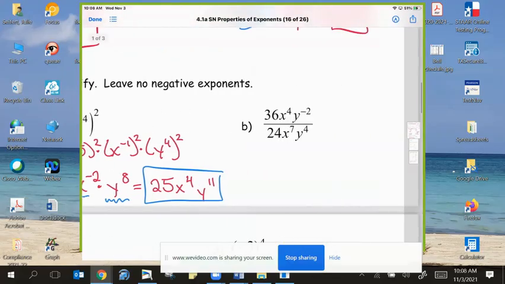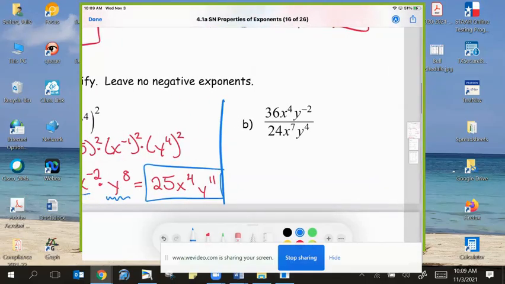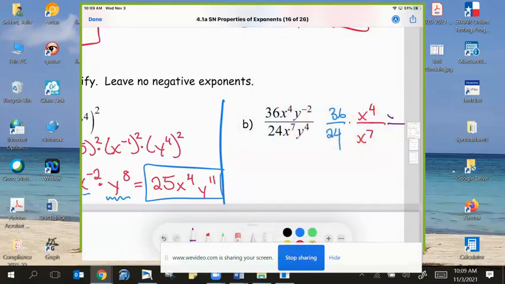So let's look at B. Okay, when we have fractions like this, I like to break it up into pieces. I'm going to break the fraction up into a piece. 36 over 24 will reduce that fraction. The x's, x to the 4th over x to the 7. And then the y's, y to the negative 2, y to the power of 4.